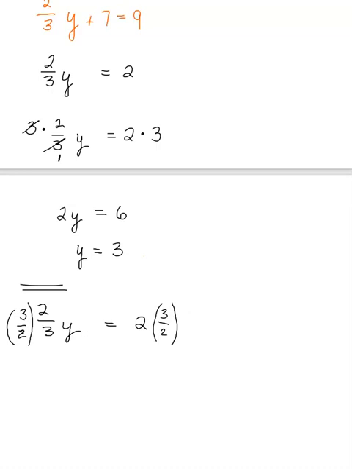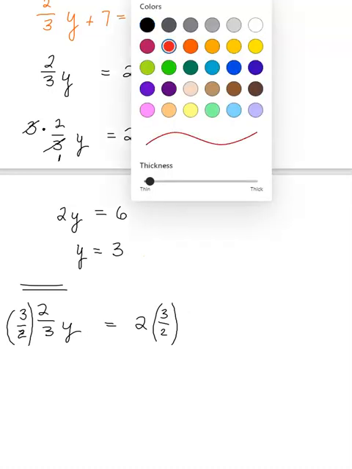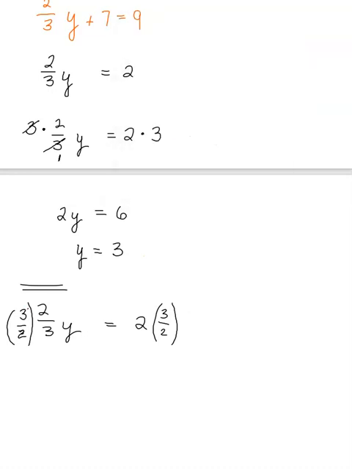Now, I'm going to change the color to make it real clear what's happening here. I have a 3/3, so I can cancel those two out. And here I have a 2/2, so I can cancel those out. So now I'm left with 1y, or just y, right? And now I have a 2/2, which is the same as a 2/1. So my 2 and my 2 are going to cancel out. So that's going to leave me 1 times 3.